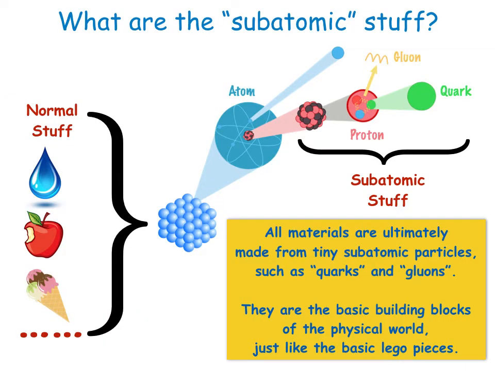So, what is the subatomic stuff? To begin with, think about any normal stuff, like a drop of water, an apple, or an ice cream cone. All normal stuff is ultimately made from very small entities known as atoms. However, as physicists found over the past century, the atoms themselves are made from even smaller parts, which are the subatomic particles, such as quarks and gluons. These quarks and gluons are the basic building blocks of everything in our physical world.